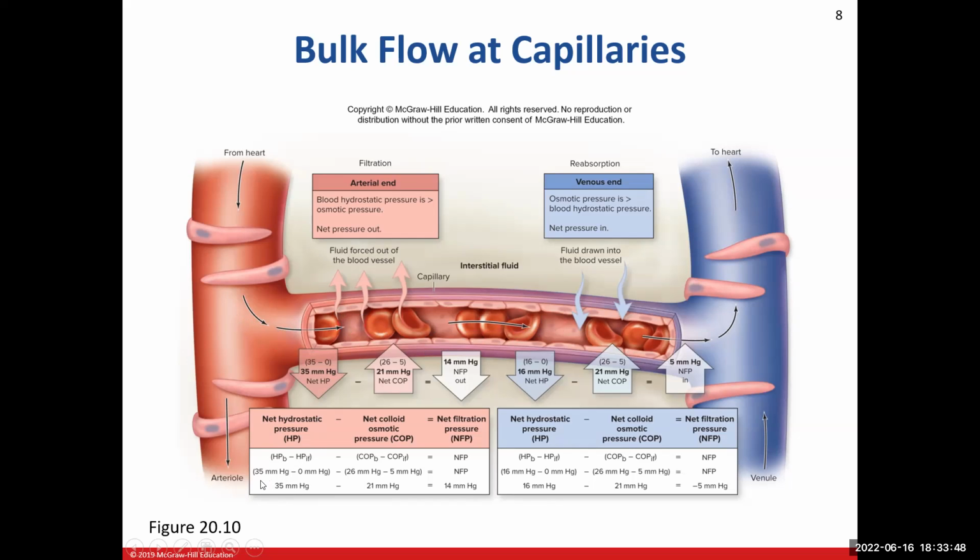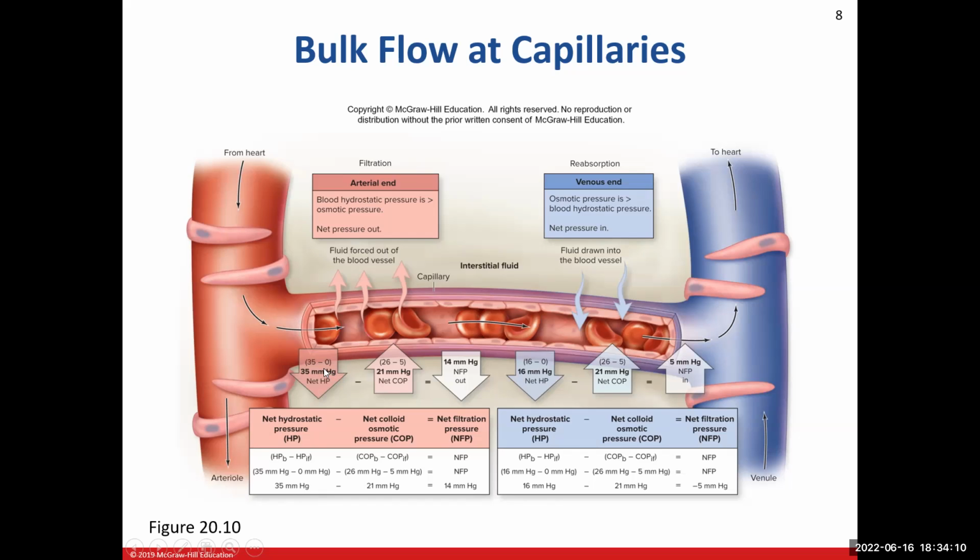And so when we're measuring the pressures here on the arterial end, you can see here, for example, our hydrostatic pressure for the blood is going to be 35 millimeters of mercury. And then we will take the hydrostatic pressure of the interstitial fluid, which is normally going to be 0.